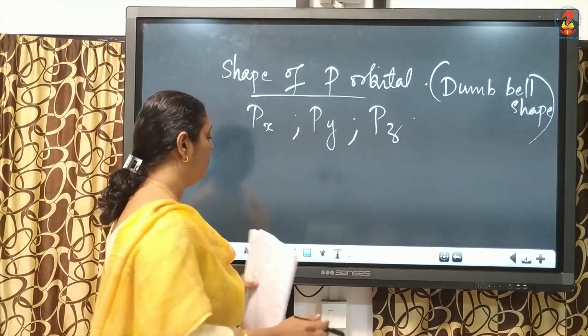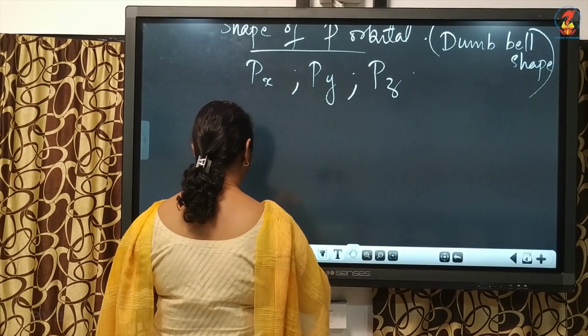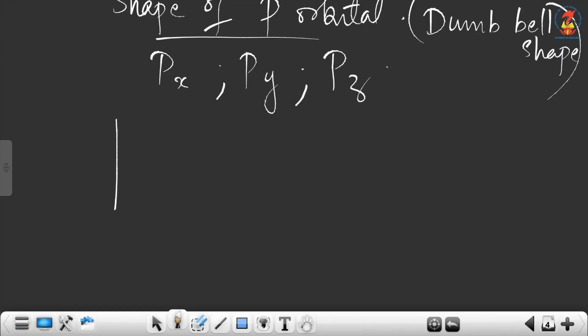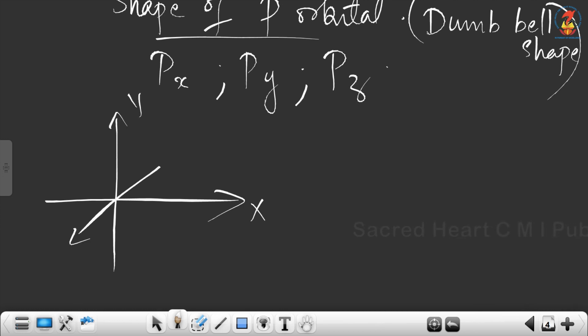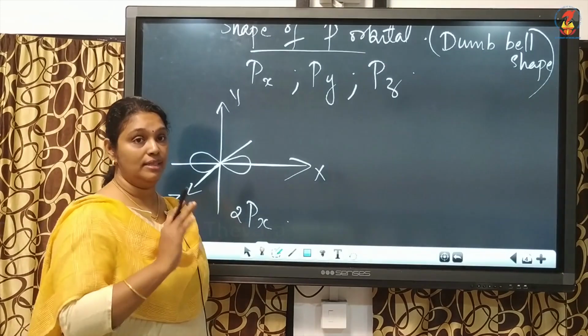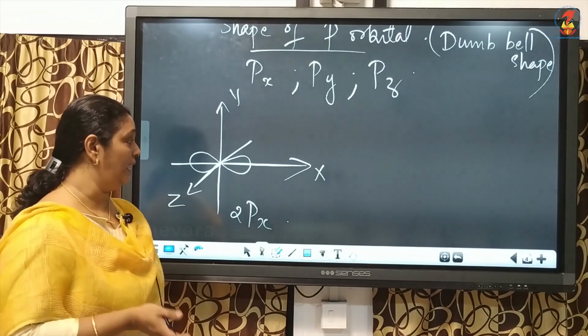Now I will draw the shape of 2px, 2py and 2pz orbital. So first I am going to draw 2px. This is x-axis and this is y-axis and this is z-axis. So px means we have the orientation along x-axis. So this is the shape of 2px. 2 means, you know, the subshell notation is nl. So n is equal to 2 and it is p orbital, 2px.